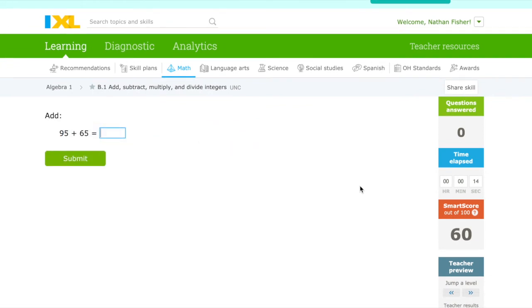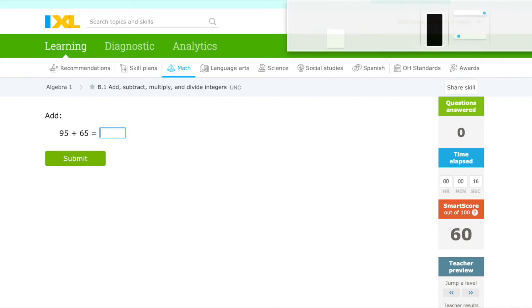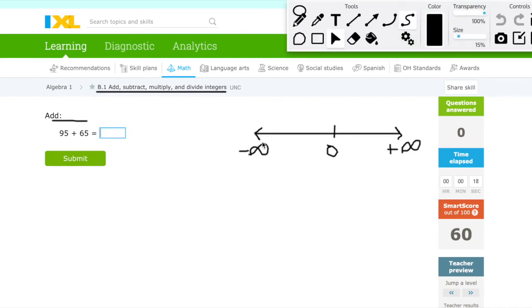Okay, so kind of going back to what we talked about with the number line. Here we have a positive number, 95, so that's somewhere on this side. Plus another positive number means no matter what that number is, 65 or 650 or 65 million, it's just bringing us further into the positives. So I know my answer would be positive.